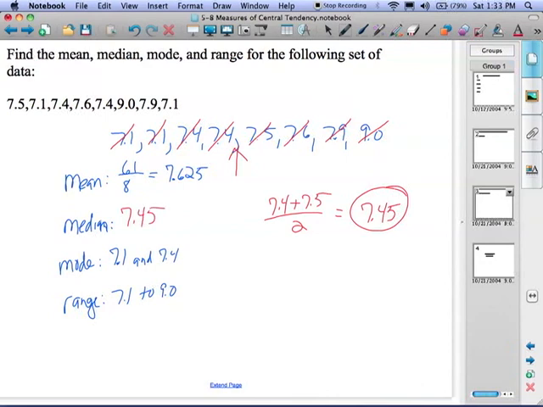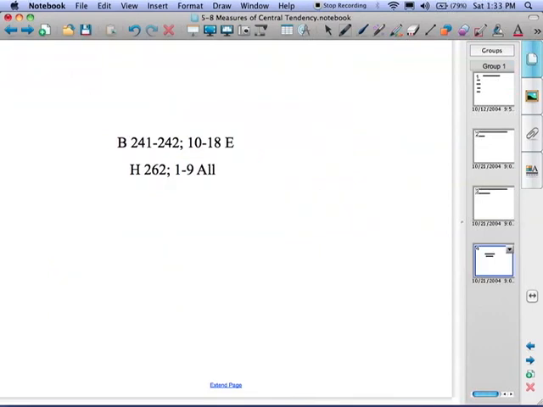All right. Mean, median, mode, and range. The measures of central tendency. Your homework is on page 241, 242, 10 through 18, the evens.